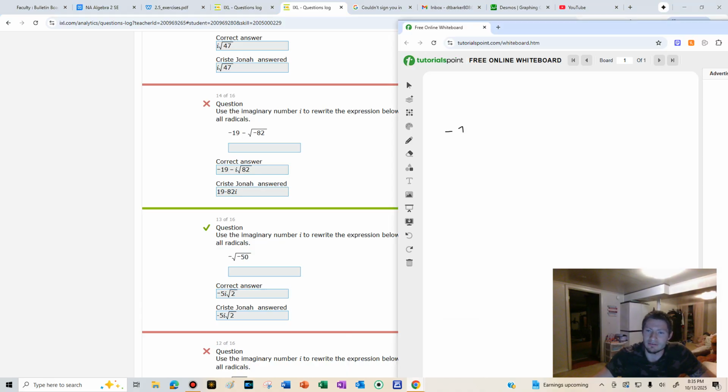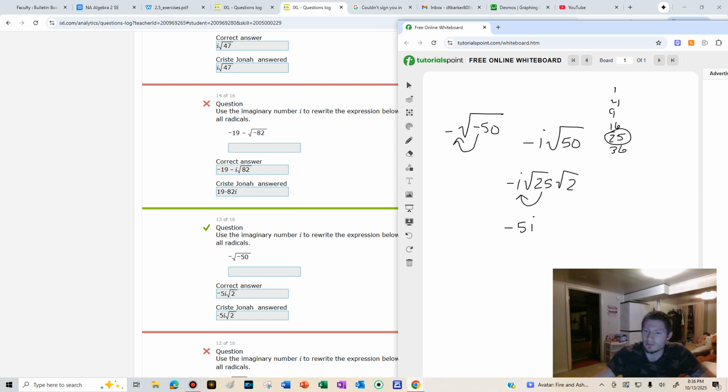So for this one, we have negative square root negative 50. So again, the first thing is to take this negative out. We get negative i square root positive 50 now, because that i's been taken out. And now we're thinking, what are the factors of 50 that are perfect squares? Remember, that's 1, 4, 9, 16, so on. Okay, well, any of these go into 50? Yeah, 25 does. So I can write this as root 25 root 2 because square root of 25 comes out as just 5. Okay, there you go. That's the correct answer, which Jonah got. Good job, Jonah. All right, does that make sense?